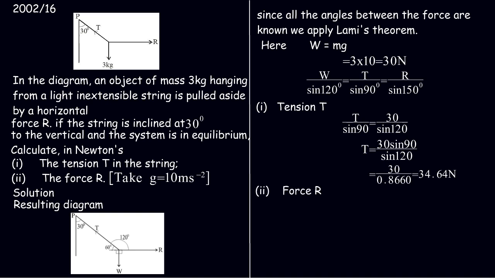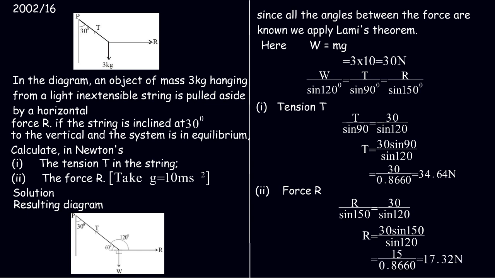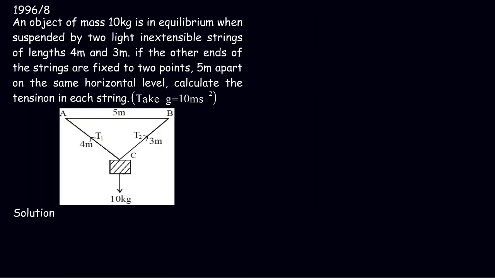And for the force R, R divided by sine 150 will be equal to 30 divided by sine 120. Cross multiplying, R will be equal to 30 sine 150 divided by sine 120, which will be equal to 15 divided by 0.8660, which will be equal to 17.32 Newton. We have another question from WAEC 1996.